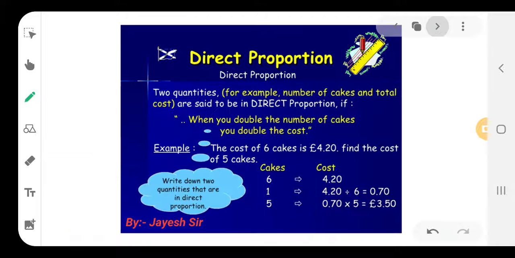I hope you all might be clear with this statement and you have understood in detail what direct proportion means. For another detailed example, if you are still facing doubt, I have taken one more example, and the definition is also there in other language. Two quantities, for example number of cakes and total cost, are said to be in direct proportion. In yellow, the great thing is written: when you double the number of cakes, you double the cost, because this is the thing we know and see in our day-to-day life. We can easily relate with this. That's why I have taken this example.